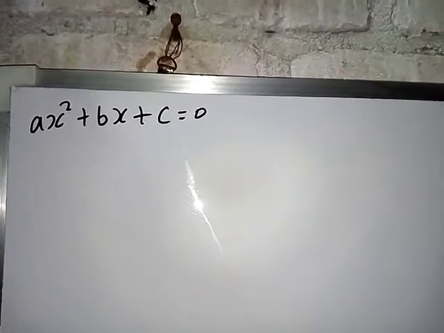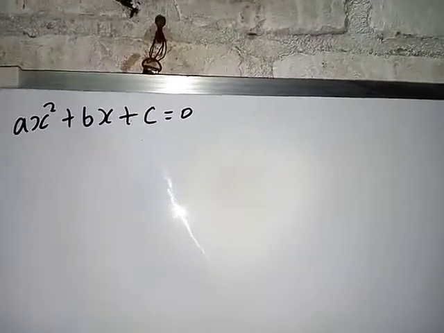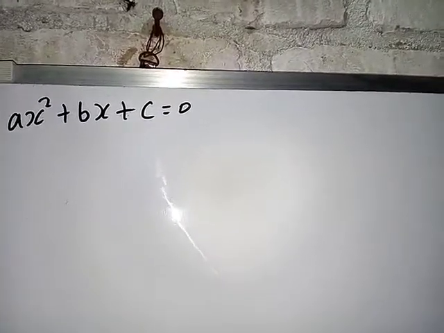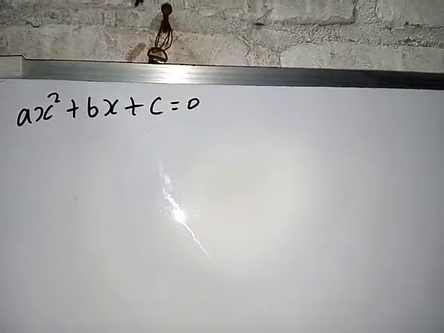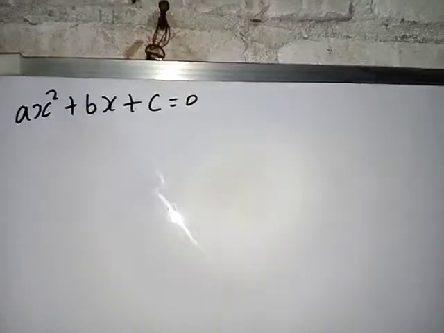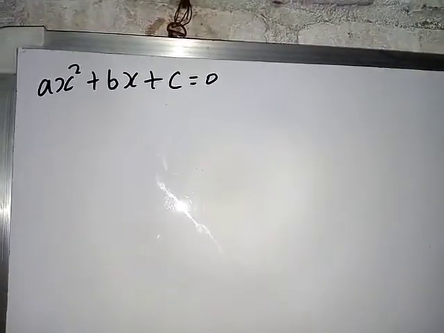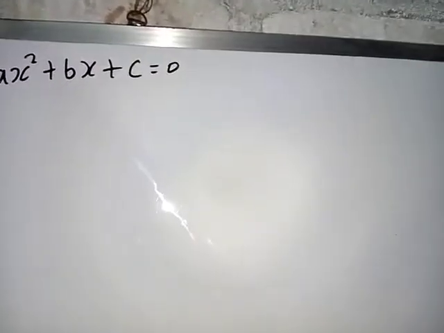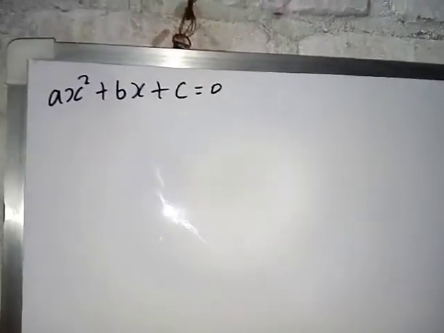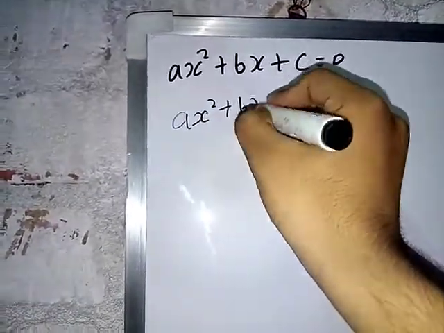ax square plus bx plus c equal to 0 is the normal form of quadratic equations, as we know. So we know that quadratic equations are those which have 2-degree polynomials. Those types of polynomials are called quadratic equations. So we are going to derive a formula by which we can factorize in an easy way.